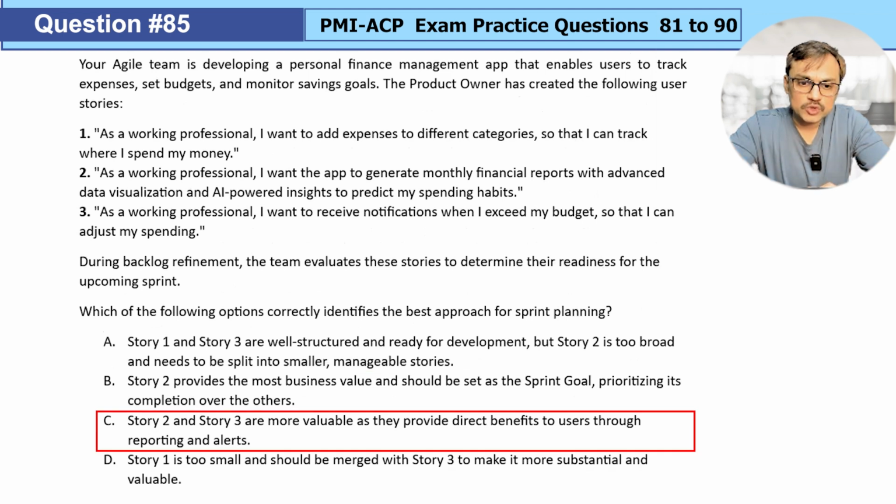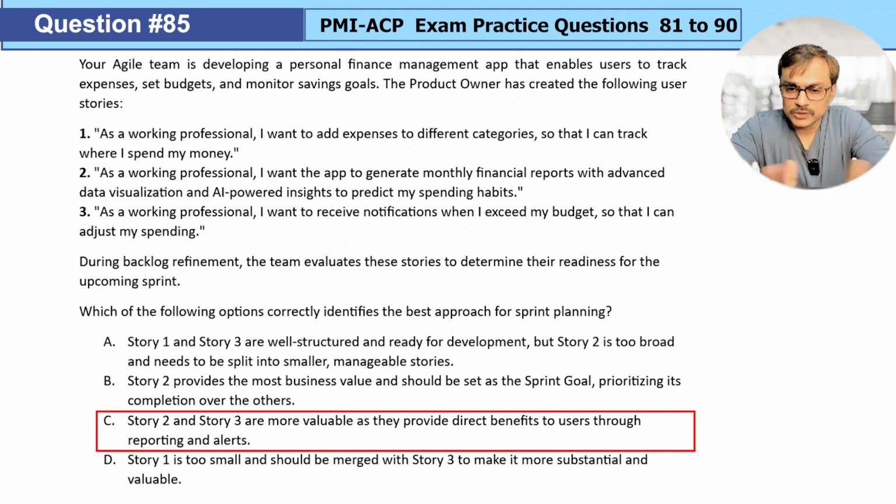Option C, story 2 and story 3 are more valuable as they provide direct benefit to the user through reporting and alerts. So we understand story 1 is saying I want to just categorize it. That's the input data, whereas story 2 and story 3 are focusing on output data. But the value maybe can be said to be more valuable as they benefit the user directly through reporting and alerts. Probably yes.